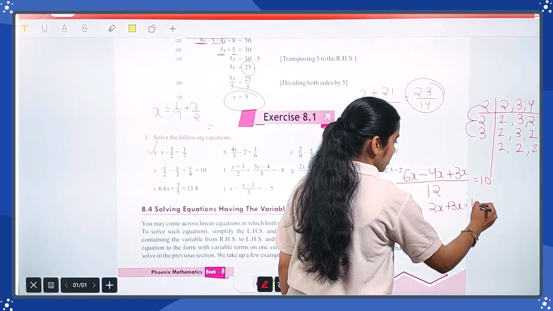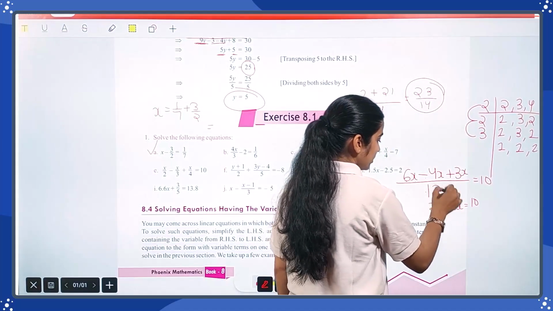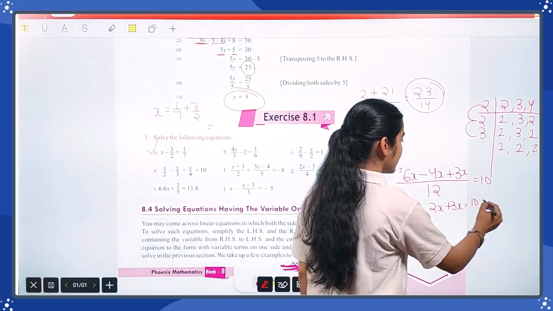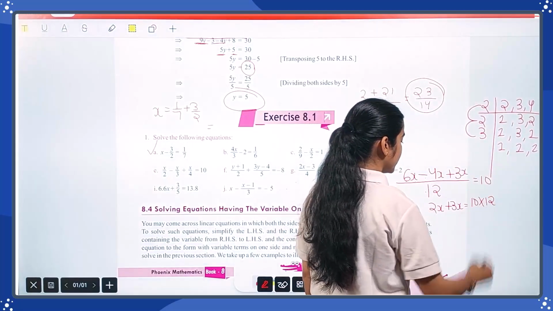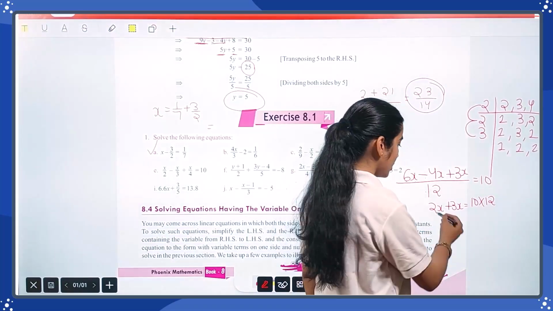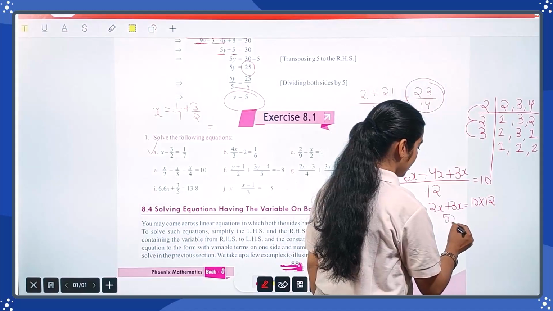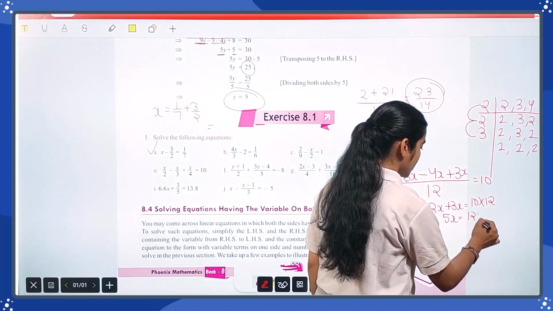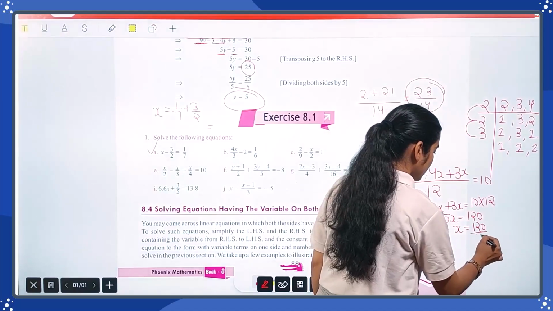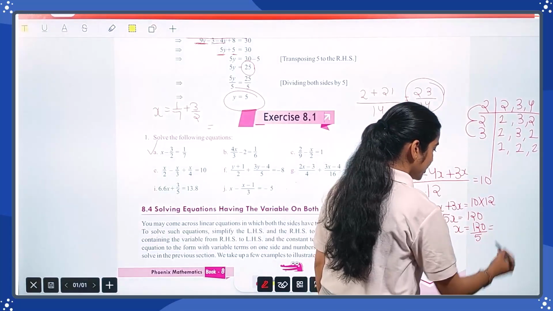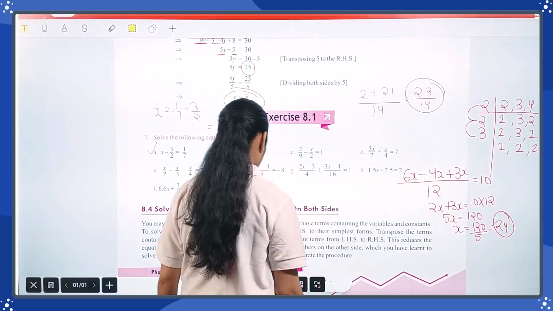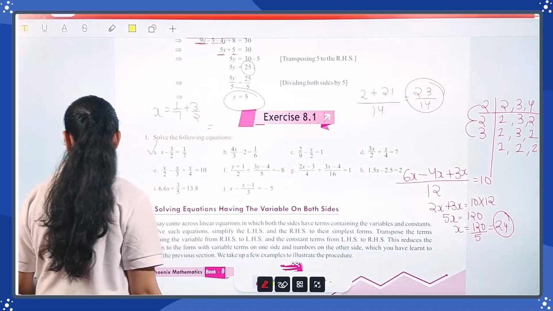Now 10 is here, 12 is here in division form, right? This number is divided by 12. So when we change its side, it will be converted into multiplication, because when we change the side, we have to change the sign also. 2x plus 3x is 5x, and 5x is equal to 120. X is equal to 120 upon 5. Answer will be 24. So the end result is 24. Okay. So I hope, students, this is clear to you.